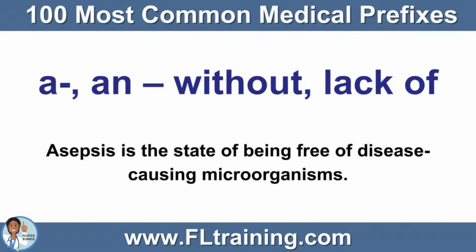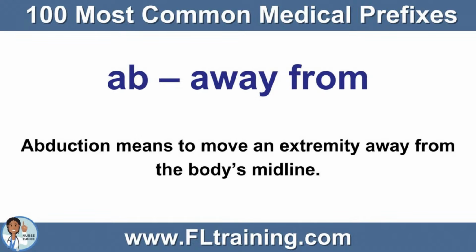Let's get started. A or an before a word as a prefix means without or lack of. For example, asepsis is the state of being free of disease-causing microorganisms. So whenever you're starting an IV, we ask that you use an aseptic technique. Ab means away from. So think about abduction, when someone is taking someone away. Abduction means to move an extremity away from the body's midline.